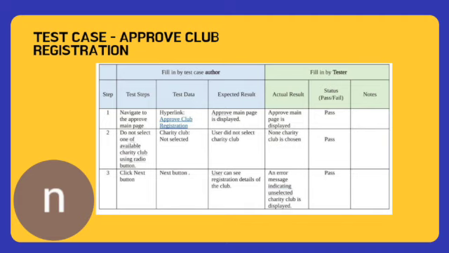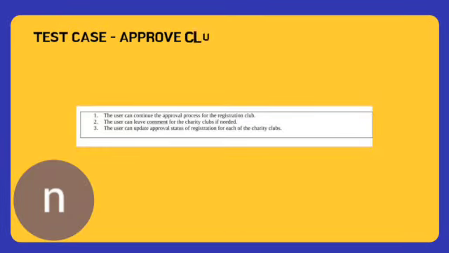And the last one is click the next button. The next button is clicked, test data is next button, and the expected result is user can see registration details of the club. But the actual result is an error message indicating unselected charity club is displayed. So this is the invalid partition. For the post condition, the user can continue the approval process for the registration club. User can leave comments for the charity clubs if needed. The user can update approval status or registration for each of the charity clubs.